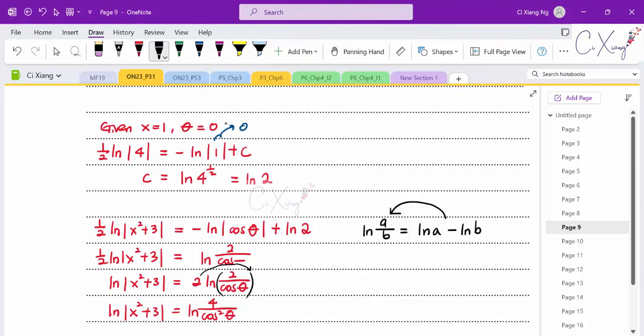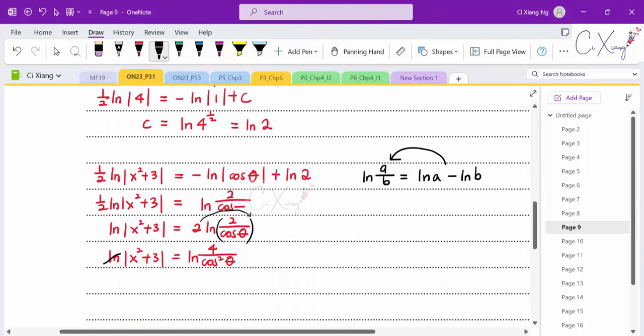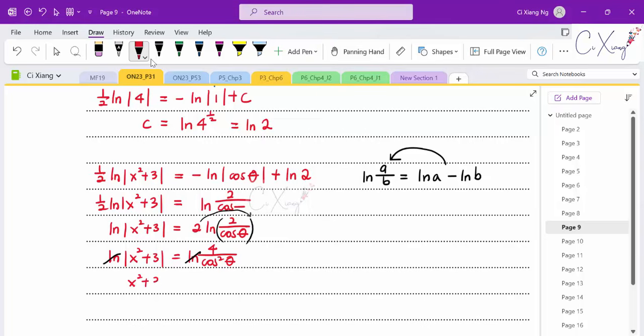When you get to this step, both ln can be cancelled out, because we have one ln on the left, one ln on the right, with one term, so you can cancel out directly. And from here, you have x squared plus 3 equals 4 over cos squared theta. I can write it as 4 secant squared theta. And further bring over the 3, I'm having 4 secant squared theta minus 3. So this is how I express my answer for x squared in terms of theta.